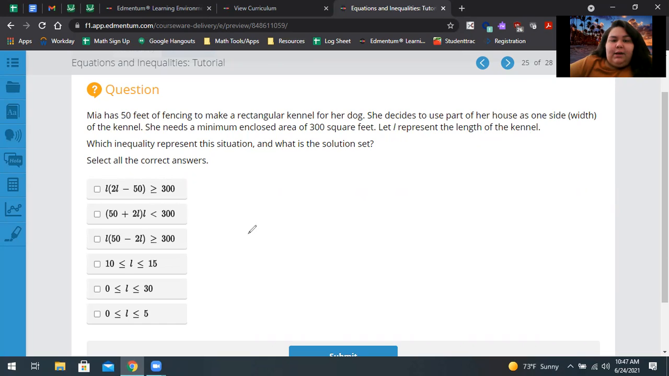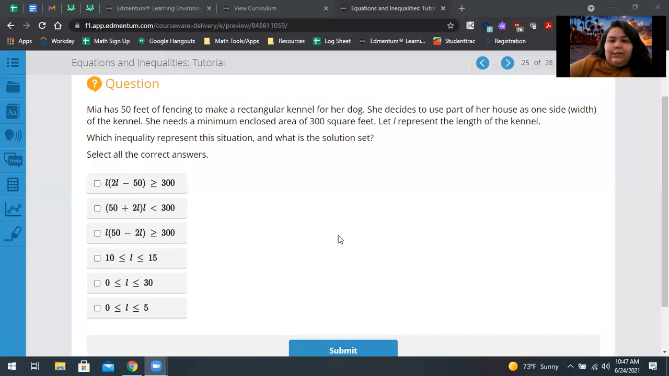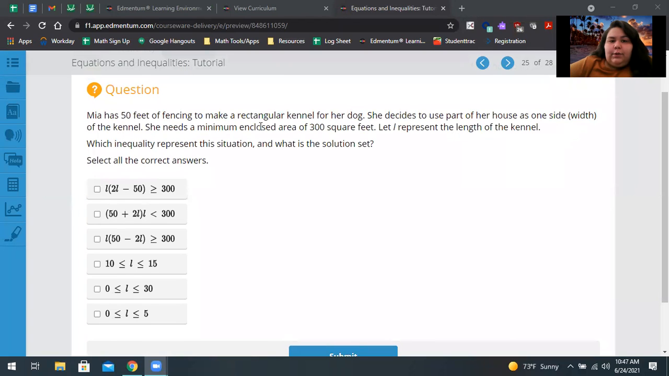She needs a minimum enclosed area of 300 square feet. So minimum, right? That's the smallest amount that she's going to go for. It has to be bigger than 300. So let's take a look at this next part here, where she decided to use part of her house as one side of the width of the kennel. Let L represent the length of the kennel.